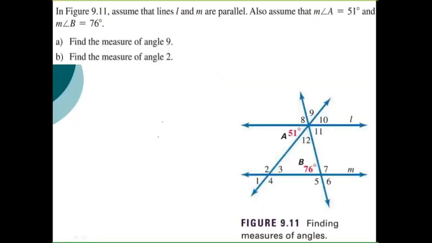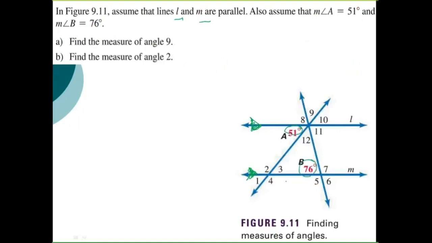So then we have a more complicated picture here. We've got a lot going on. It tells us, assume that L and M are parallel. So I could draw little arrows on those to show that those are parallel. Okay, we'll keep that in the back of our mind. It says assume that angle A is 51 degrees, as is noted here, and then angle B is 76 degrees.